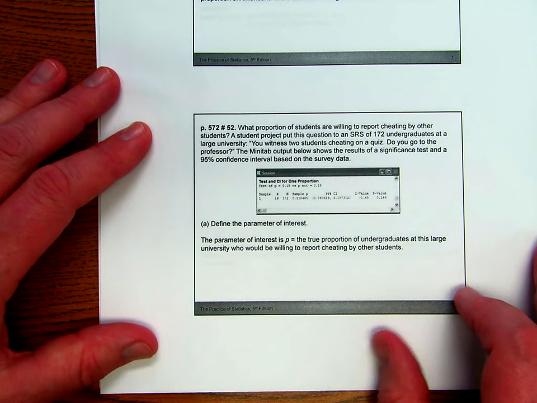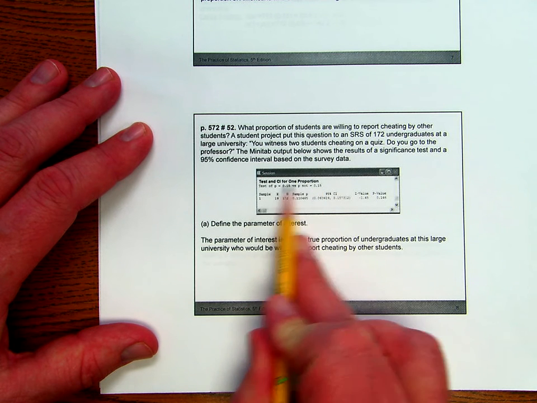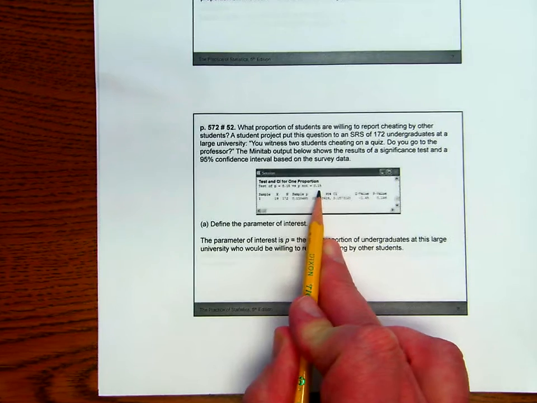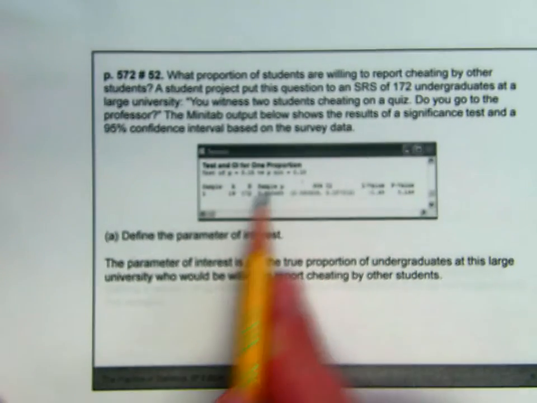So the test and CI for one proportion, the test of P equal to 0.15 versus not equal to 0.15. Should I zoom in? I don't know if that can be seen very well. Refocus.